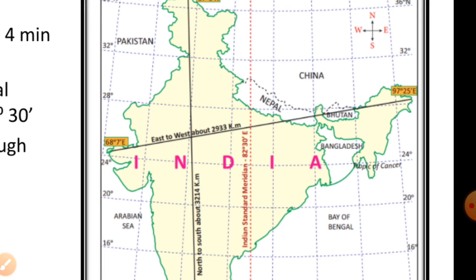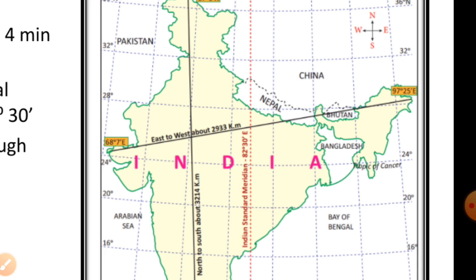The longitude in Gujarat is 68 degrees 7 minutes and in Arunachal Pradesh is 97 degrees 25 minutes. So there is a 29 degree 18 minute difference in longitude. If you calculate the difference between these two longitudes, the time will vary by up to 57 minutes 12 seconds, nearly 2 hours. In order to avoid this difference, Indian Standard Time is calculated.